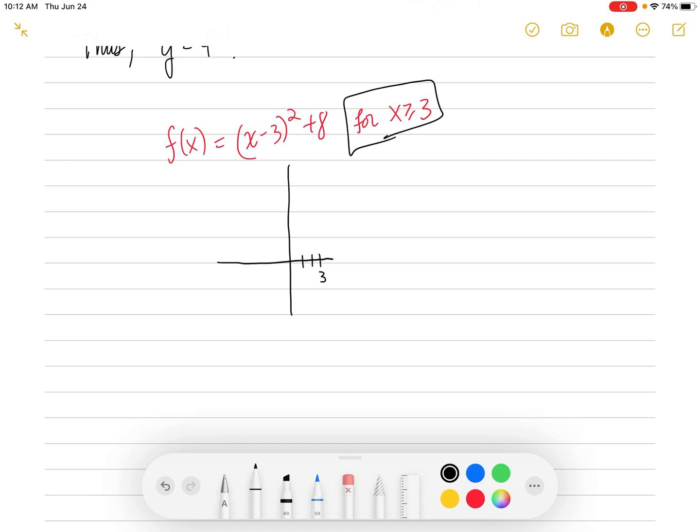Well, let's graph this. This is going to be a parabola, right? It's a quadratic, so it's going to be a parabola where you have shifted right 3 and up 8. 1, 2, 3, 4, 5, 6, 7, 8. So it's going to look something like this. The vertex is going to be at 3, 8. And it's going to open upwards. We know it's going to open upwards because it has a positive leading coefficient. Now the problem with this function is it's not one-to-one, right? It fails the horizontal line test.